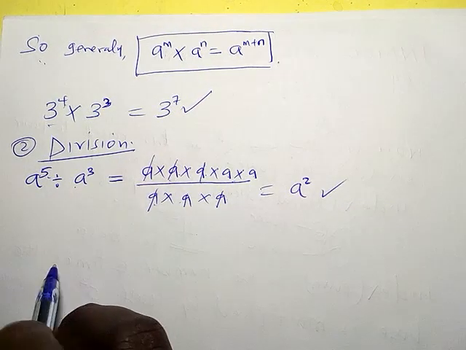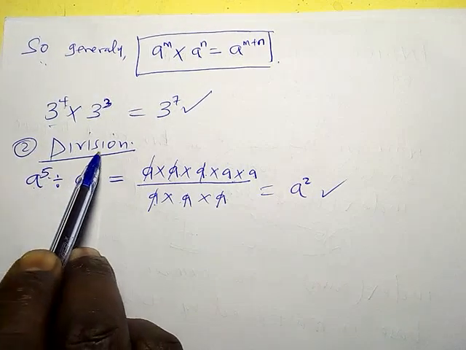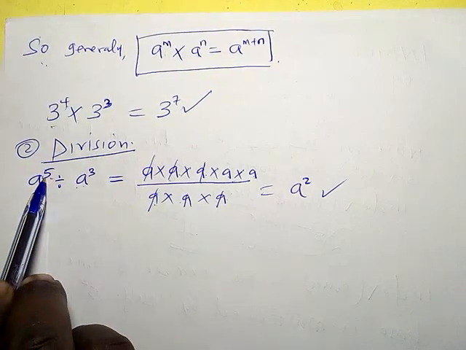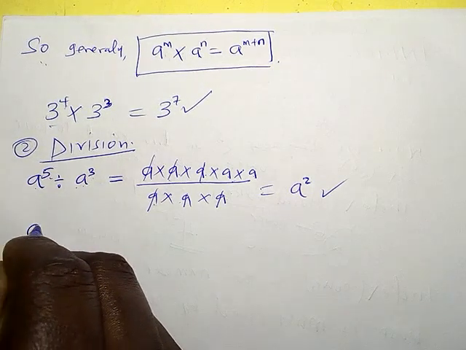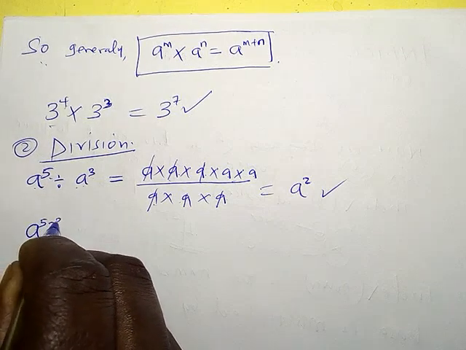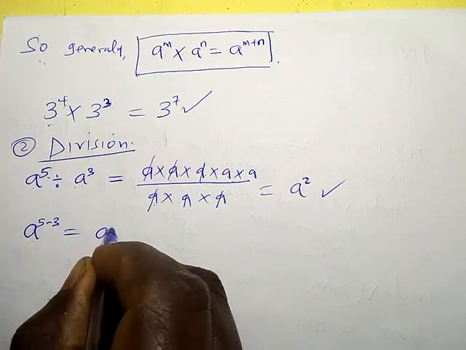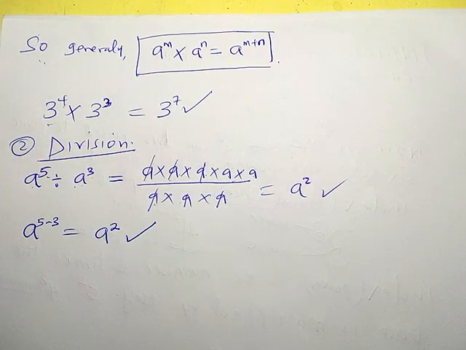So what has happened? It seems that when the bases are the same and we are dividing, we subtract the powers. So this one is the same as a, you pick one a, and then 5 minus 3. What is the answer? a raised to power 2. Rule number 2.